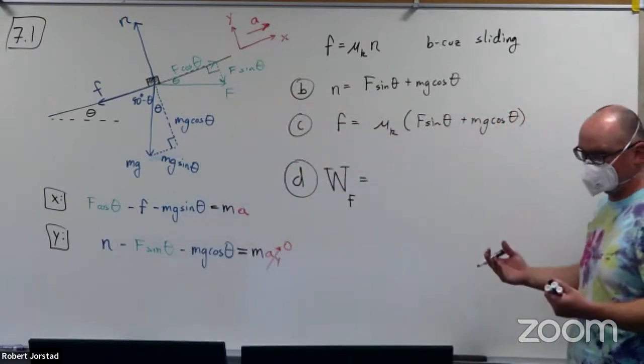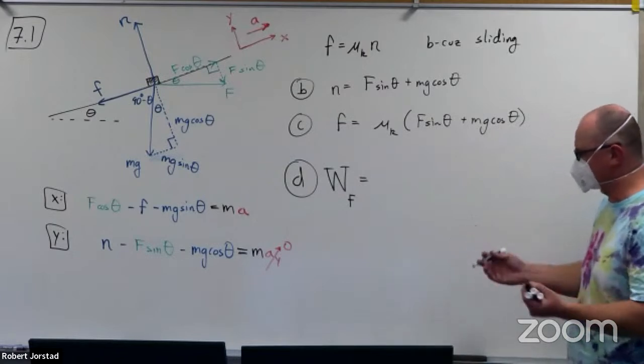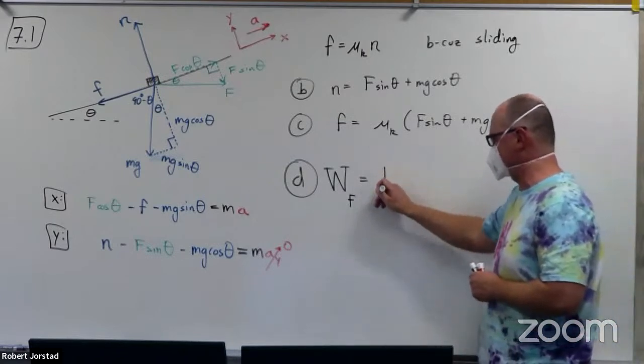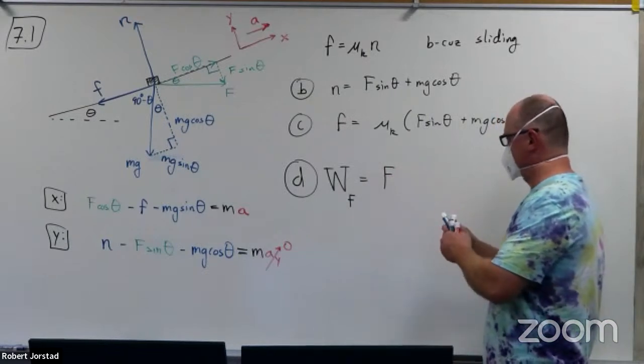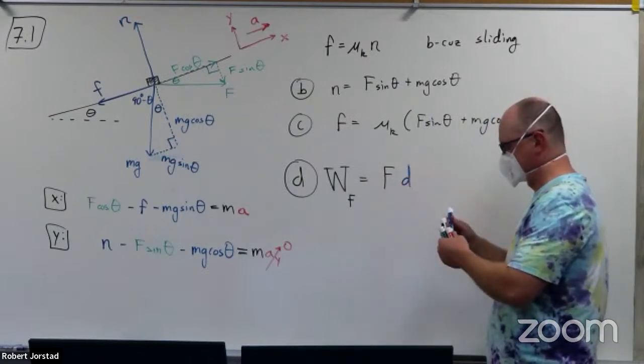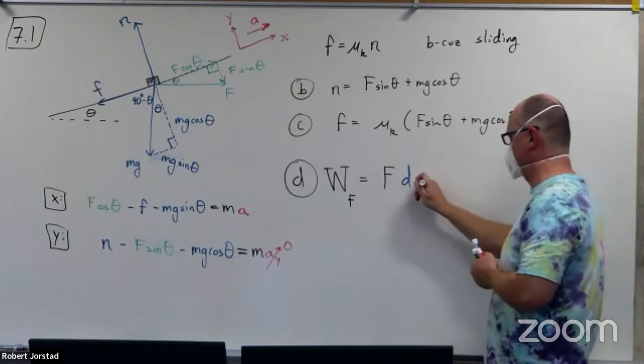Now, for this problem, all of these forces are constant, so I don't need to do any integrals. So I could just say it's F times the distance times cosine of some angle.